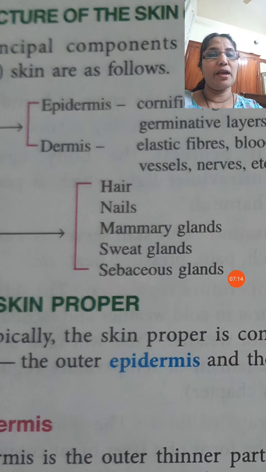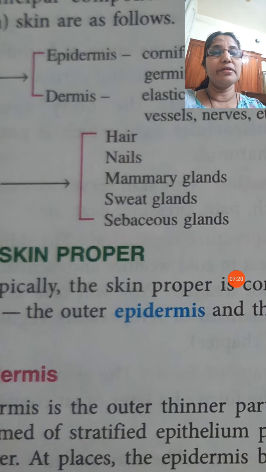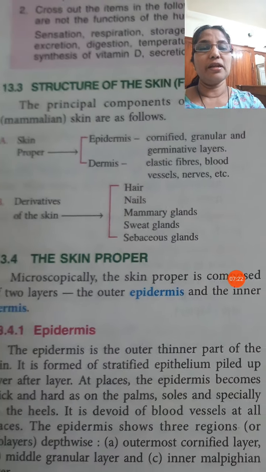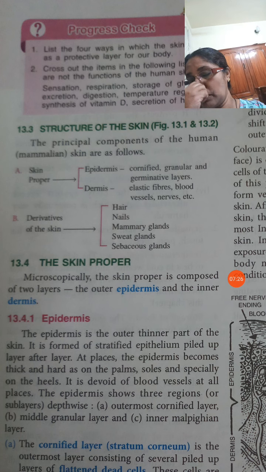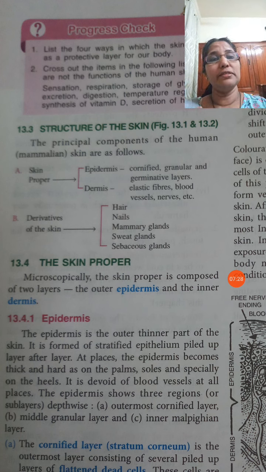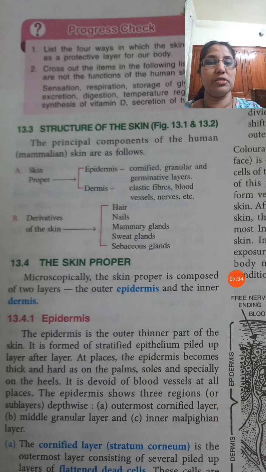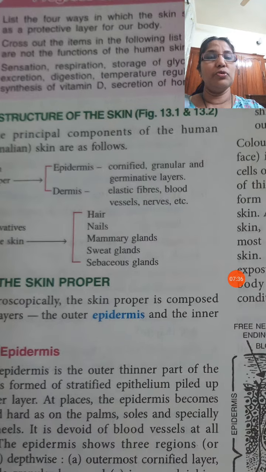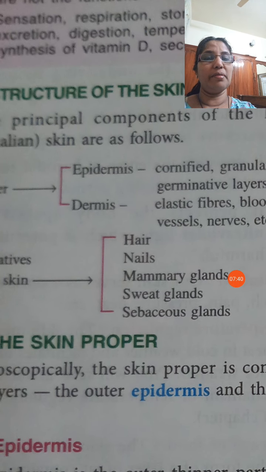Then sweat glands. Then sebaceous glands, meaning oil-producing glands on the skin, that are produced by the skin. They are an outgrowth, or a derivative, meaning the skin is changed into other structures. Then the proper skin, the usual skin, has an epidermis and dermis.